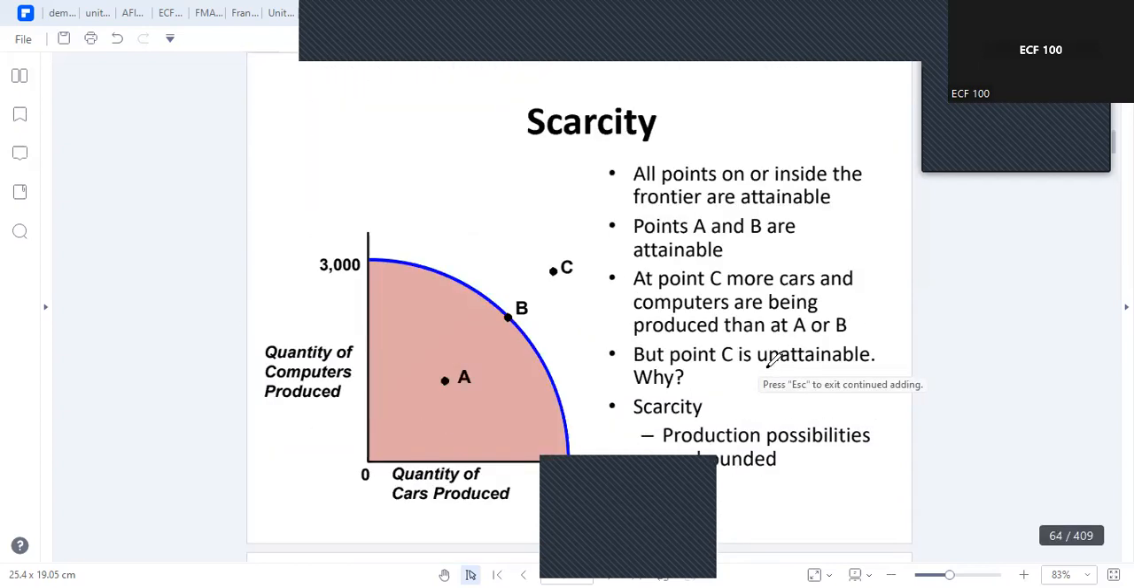So this is how the PPF is illustrated. You can also have a bell-shaped arrangement where all points that are inside the frontier are attainable. So A and B are attainable, except that A shows an inefficiency. C is unattainable because of scarcity. Resources here are bounded. So we can only reach C if we increase our technology.